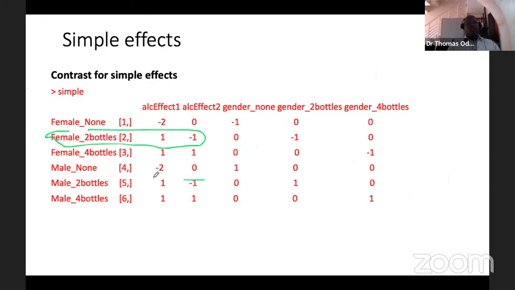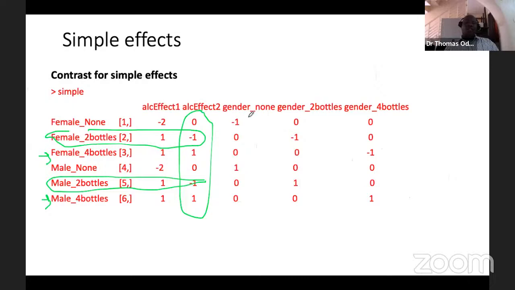We can also get the 2 bottles from male. And then here we can get the 4 bottles from male, and then the 4 bottles from female. So this is our alcohol effect 2: 2 versus 4. Okay. Then the next one is gender.